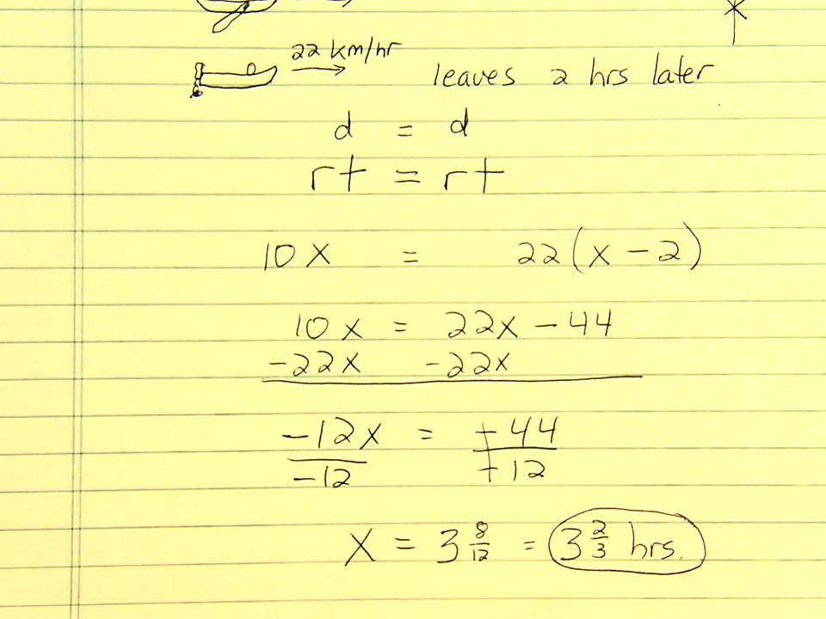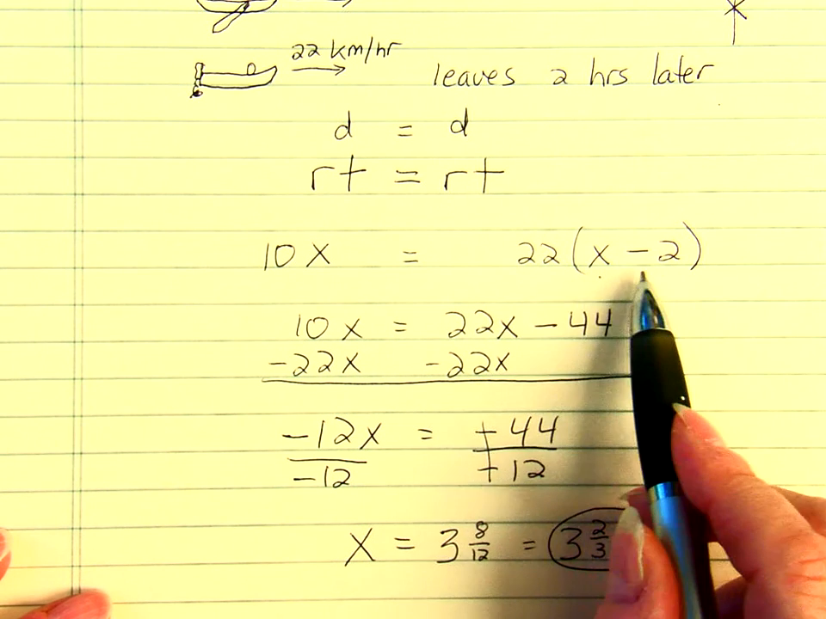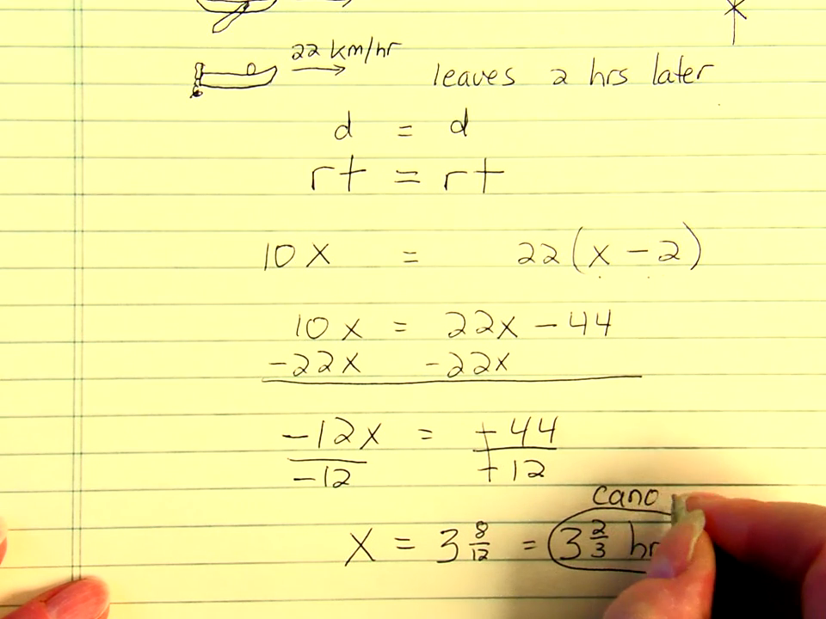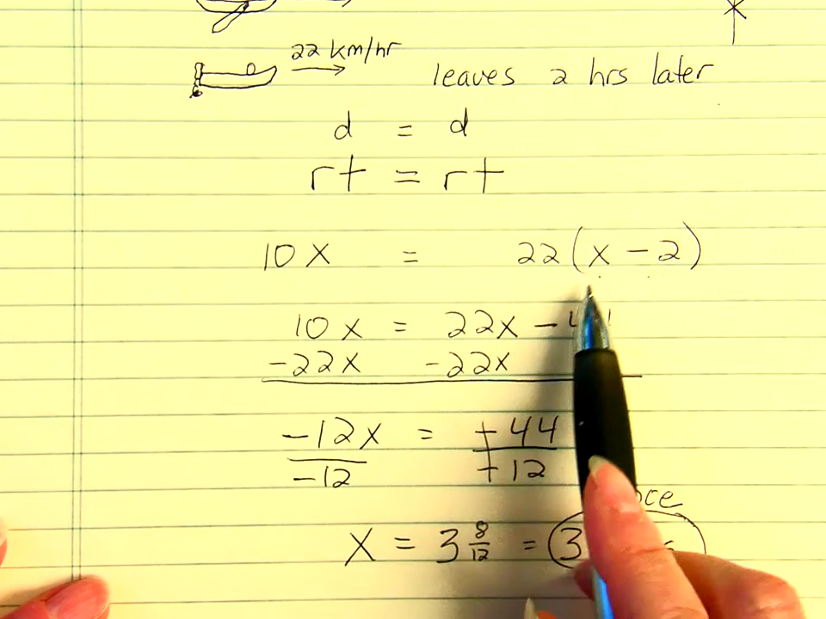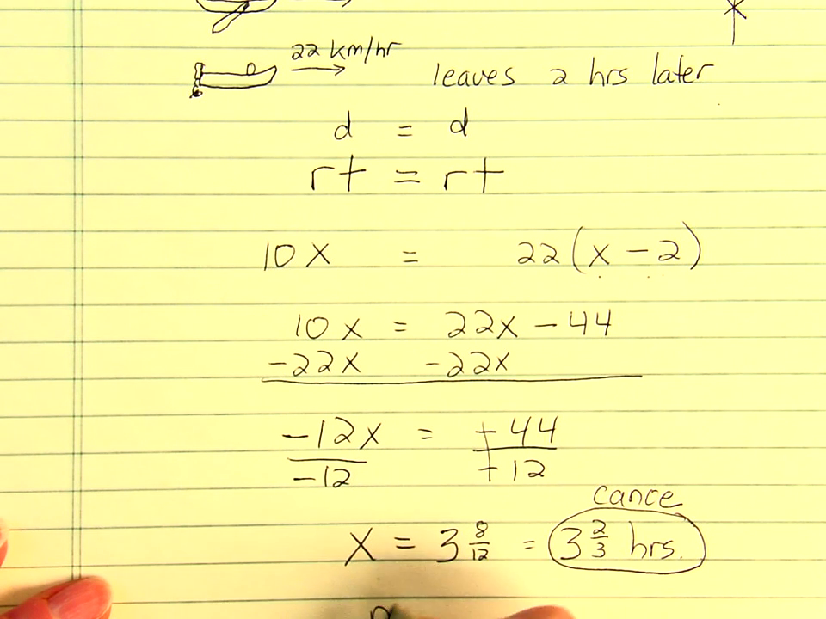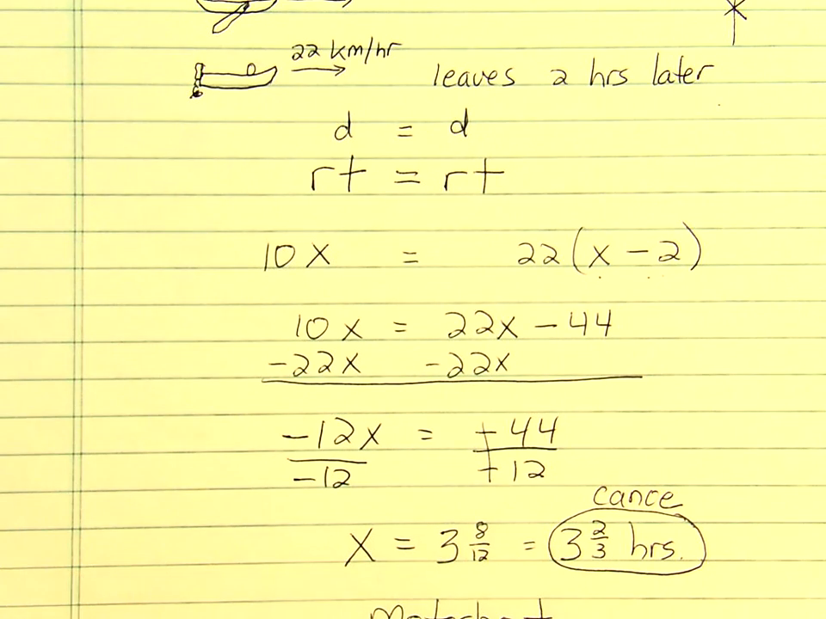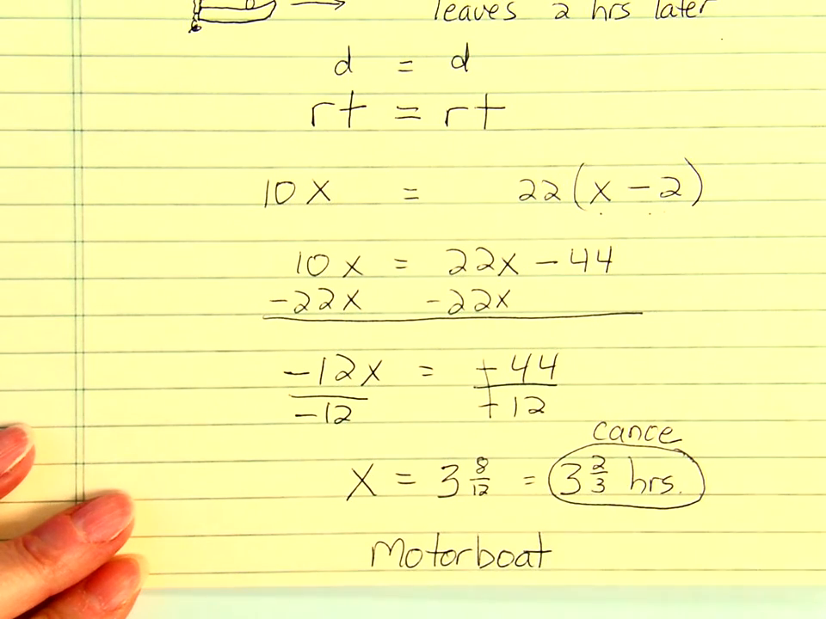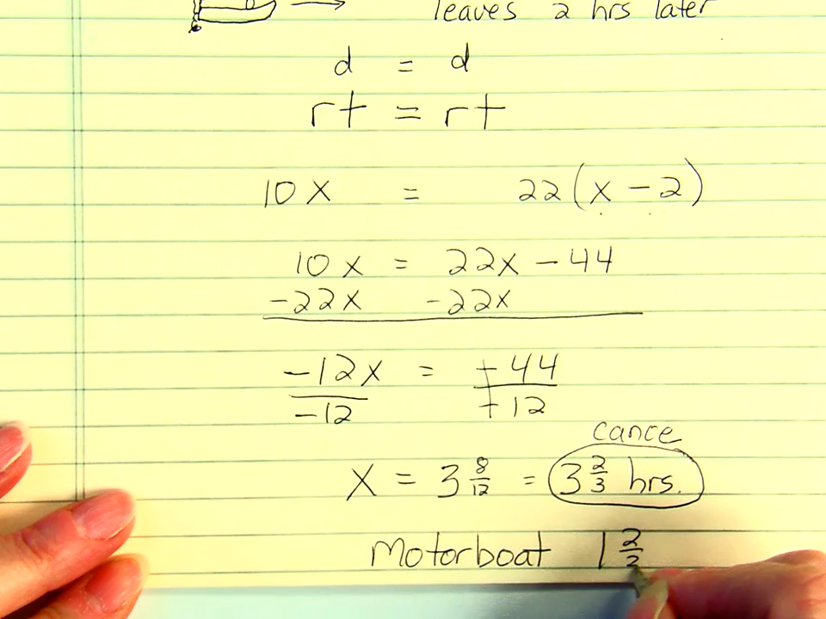Now there's a part B to this question. You always want to make sure that you look at both. How long did the motorboat travel? Now all we have to do is go back to our time up here. This is the canoe time, and the motorboat was whatever the canoe was minus 2 hours. So for the motorboat, 3 2/3 minus 2 is 1 2/3 hours.